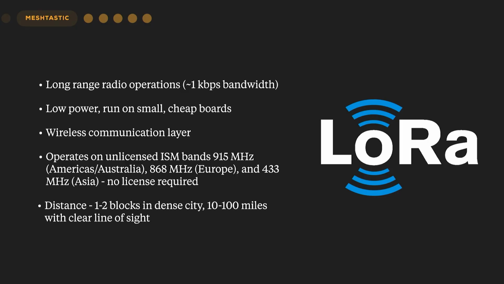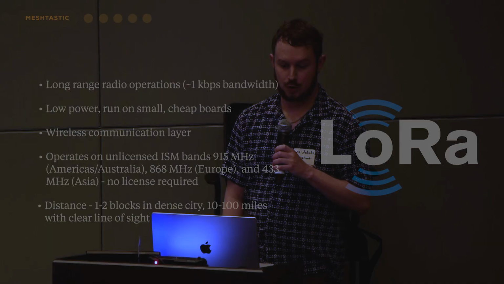And then another thing you might be wondering about is distance. If we're going to build a mesh network where people can talk to each other over a region, what is the distance that this can work over? In a dense city where you have houses, buildings, trees, obstructions, you can easily see 1 to 2 blocks of transmission. I've done it plenty of times in my testing.